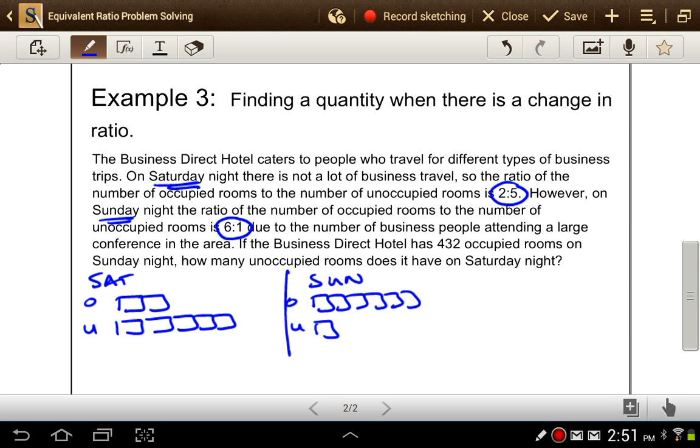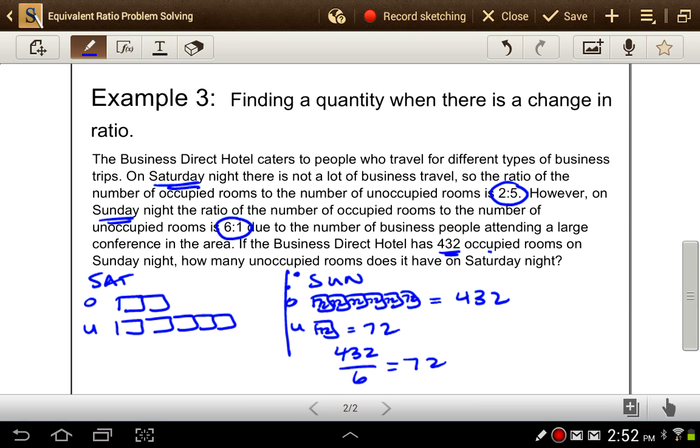Okay, now I'm going to look at my information and read my question. If the Business District Hotel has 432 occupied rooms on Sunday, so I know occupied, Sunday, and occupied is 432. That's the amount I know, so now I can use this to find my answer. So the first thing I'm going to do is 432 divided by the 6 units. That comes out to 72. So that means this is 72 here. I also know that is 72, so 72 times 1 is 72.